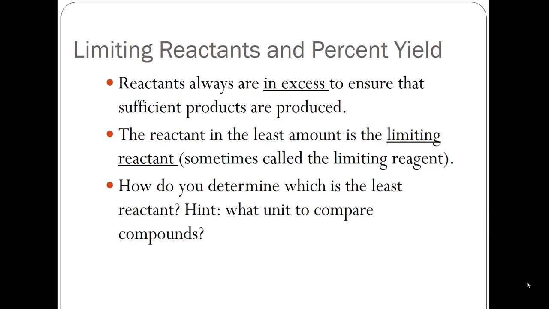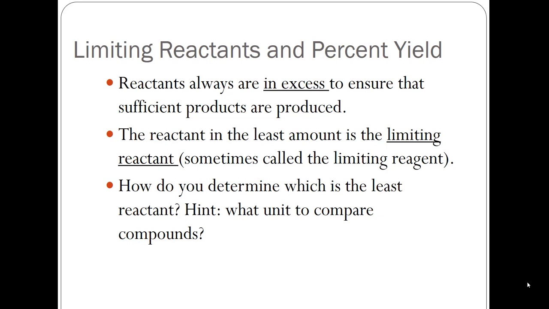In a normal chemical reaction, the reactants are always in excess, to ensure that products are continually being produced, especially if you're in an industry where you need to sell your product through a chemical process. In your equipment, you always want to be continually supplying your reactant. If your reactant runs out, you're not going to be able to make your product. So the reactant that's in the least amount is called a limiting reactant. Sometimes you might see this described as the limiting reagent, but it means the same thing.